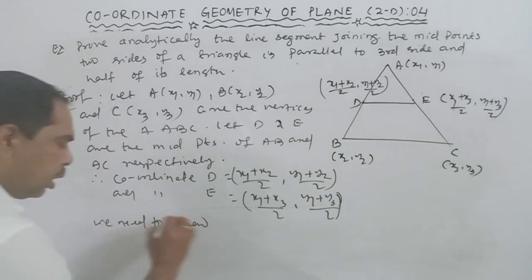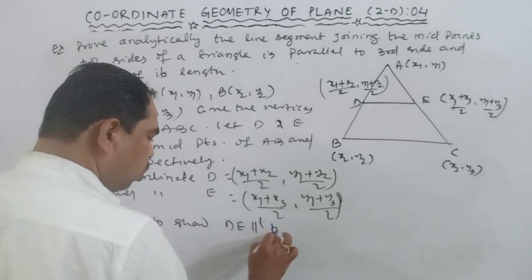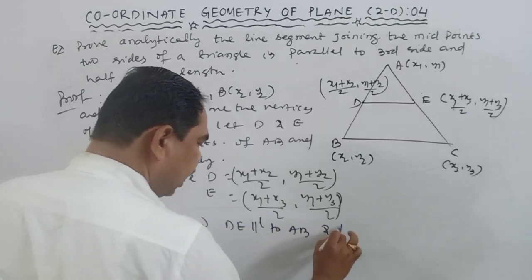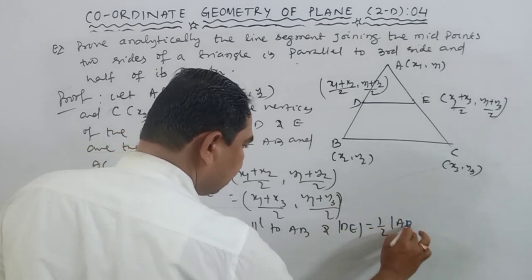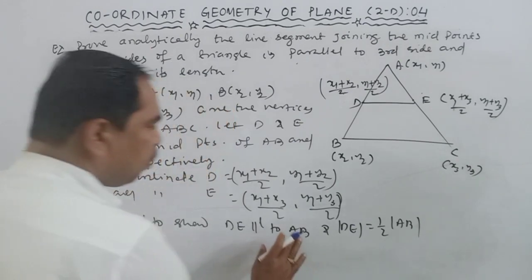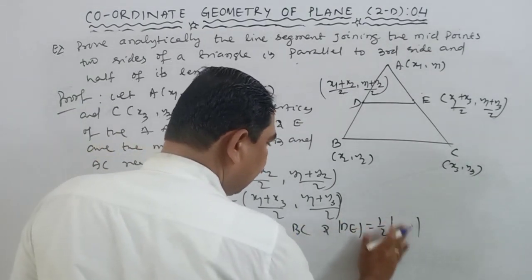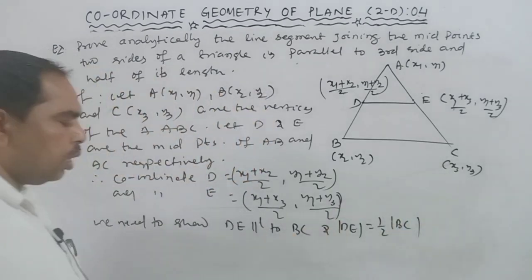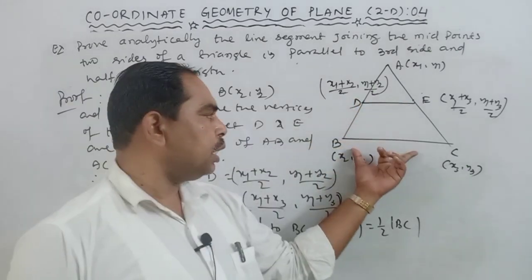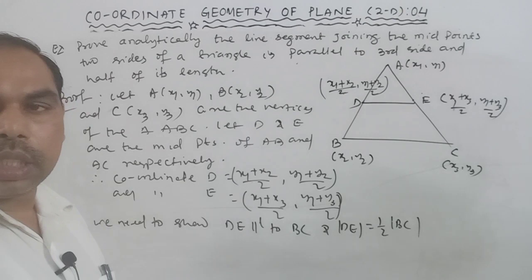We need to show that DE is parallel to BC and the length of DE is equal to half into the length of BC.